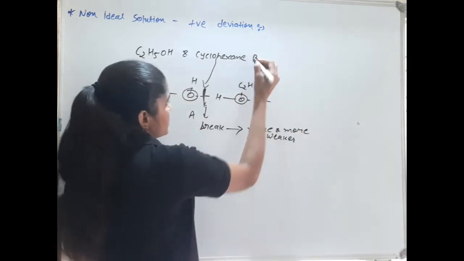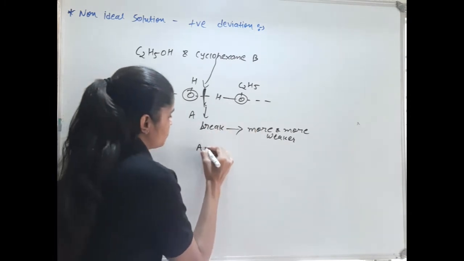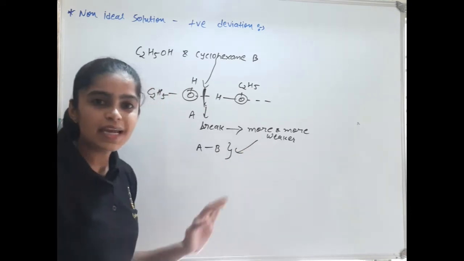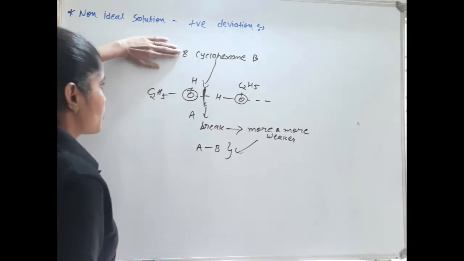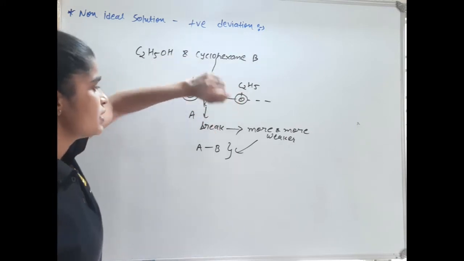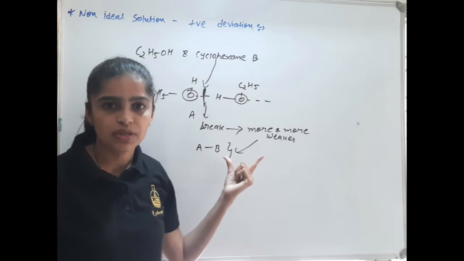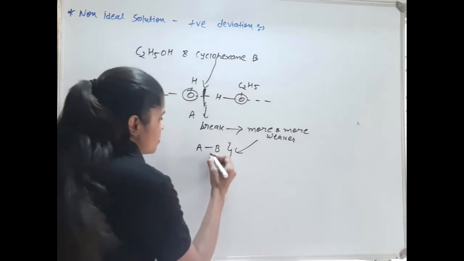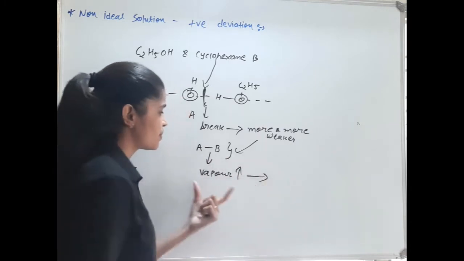This is B and this alcohol is A. So the A and B intermolecular interaction is weaker. This is the pure component A, this is the pure component B. But in this solution, the interaction between A and B is much weaker, so it easily produces vapor. It is easily converted into its vapor form, meaning that the vapor is increased.